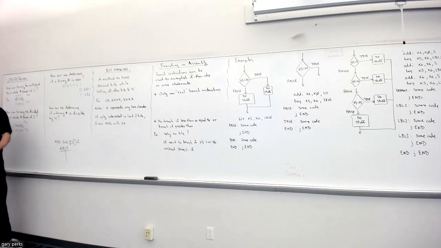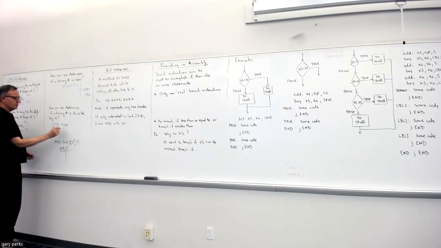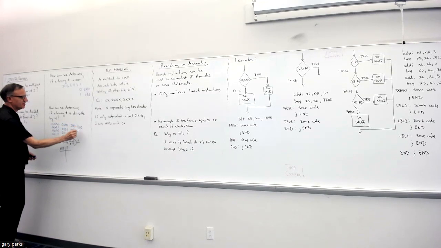So, let's take 4-bit binary numbers. Okay, 0, 1, 2, 3, 4, 5, 6, 7, 8, 9, 10, 11, 12, and I could keep going.